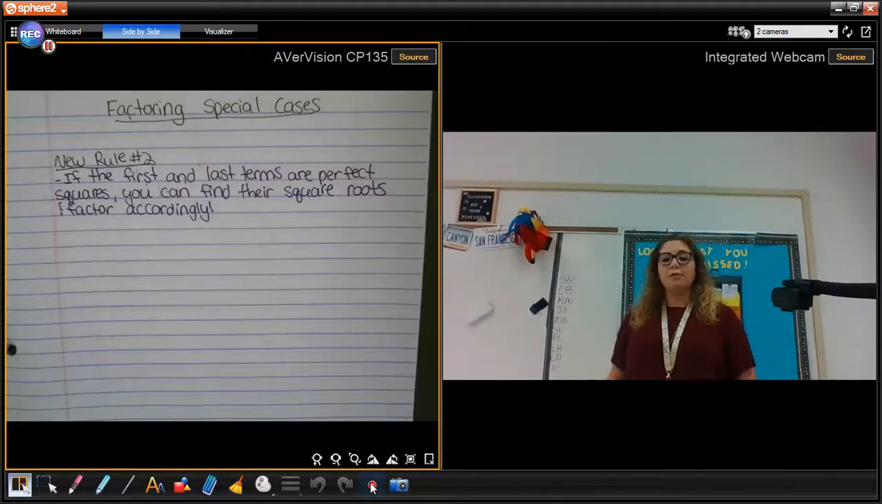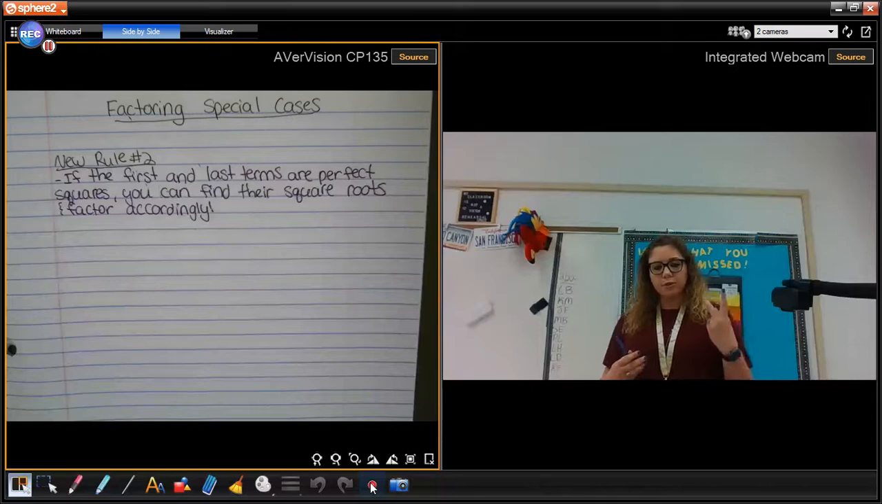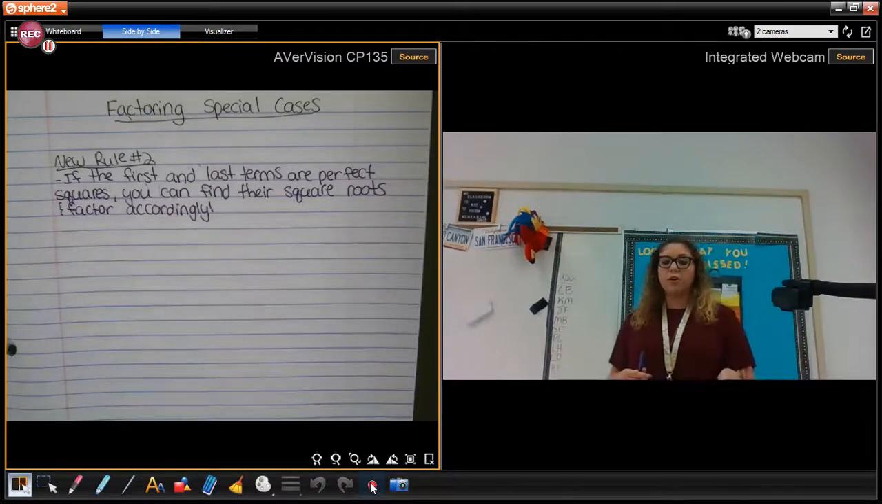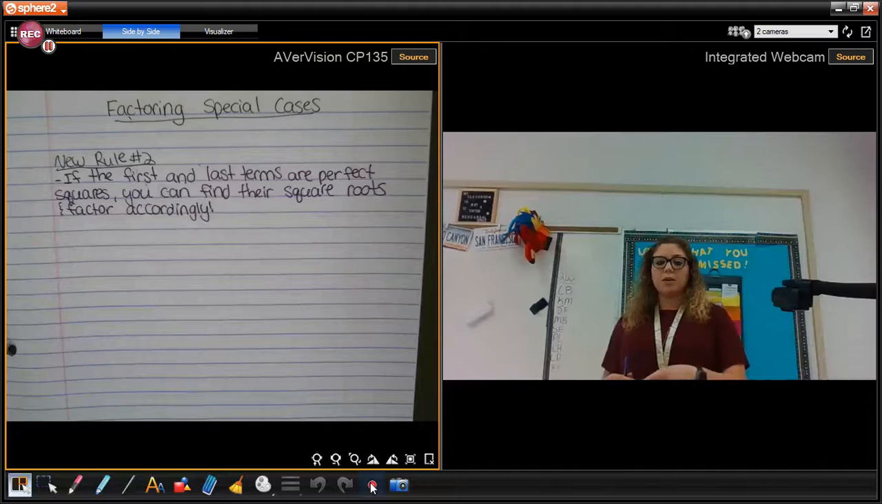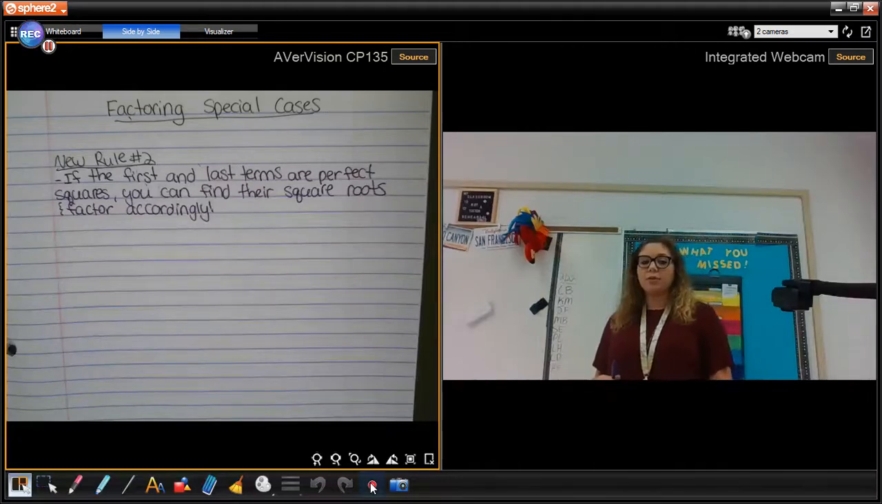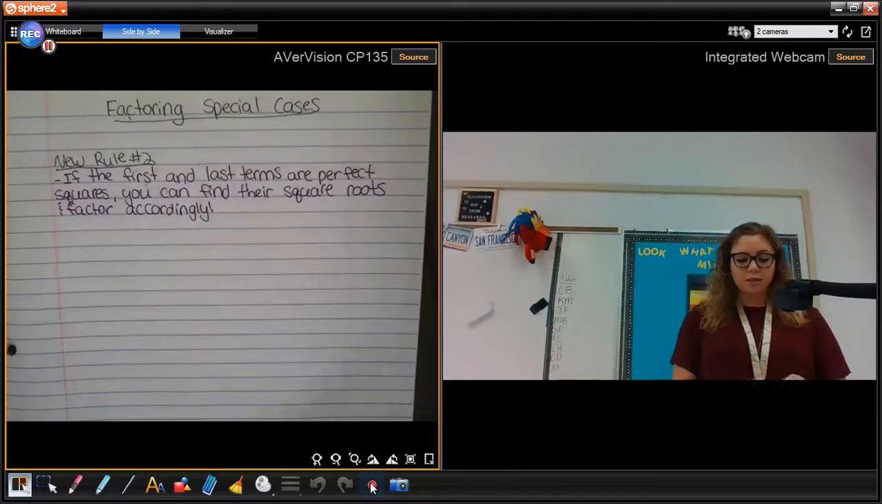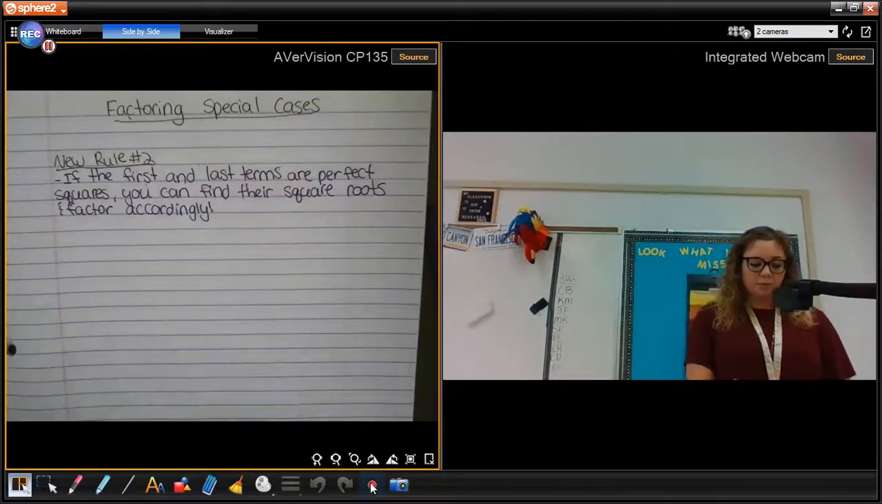So, we have a new rule. This is rule number 2. If the first and last terms are perfect squares, like 2 times 2 is 4, 9, 16, and so forth, you can find the square roots and factor accordingly, okay? So, let's look at this first example.